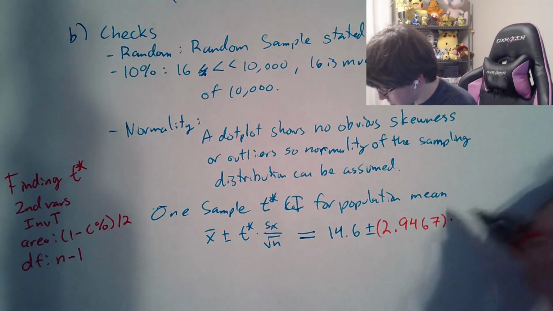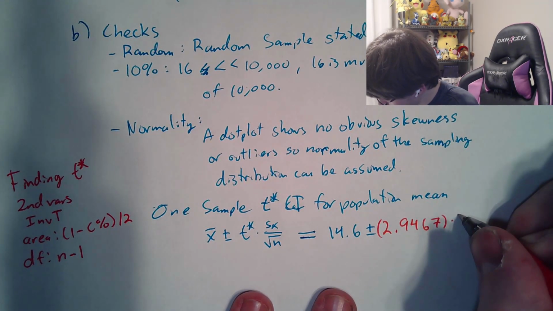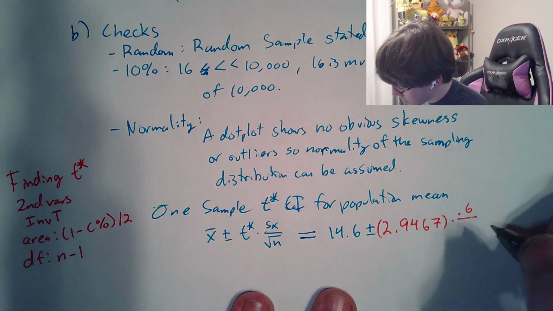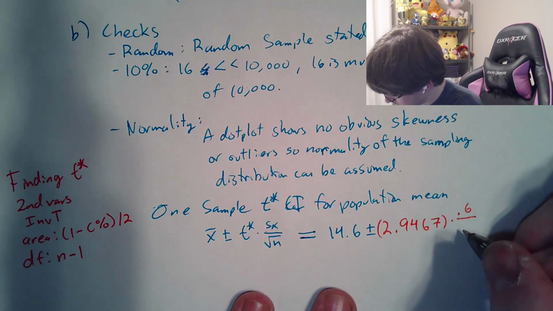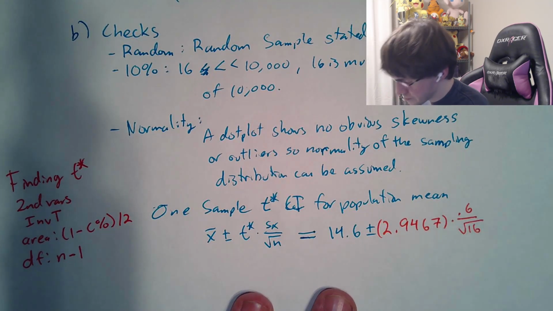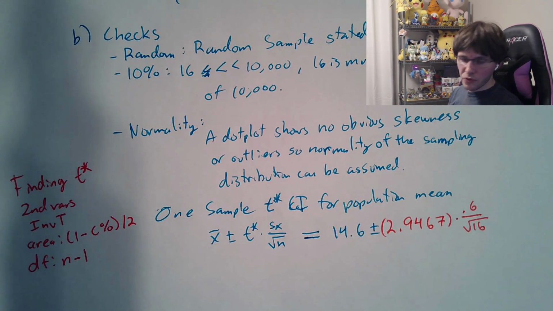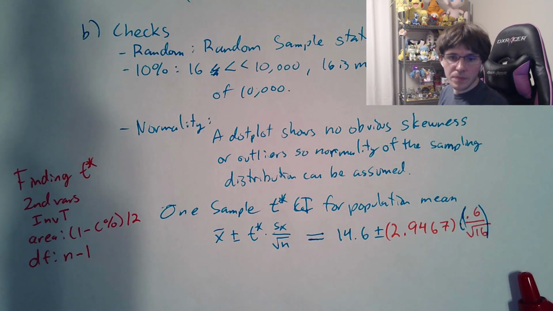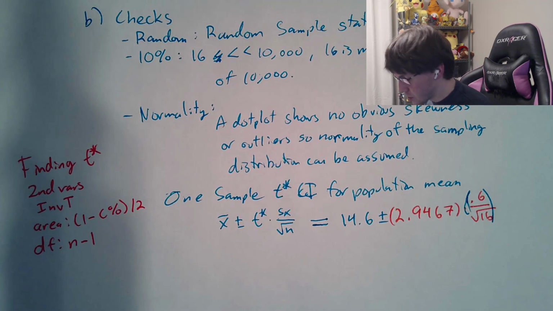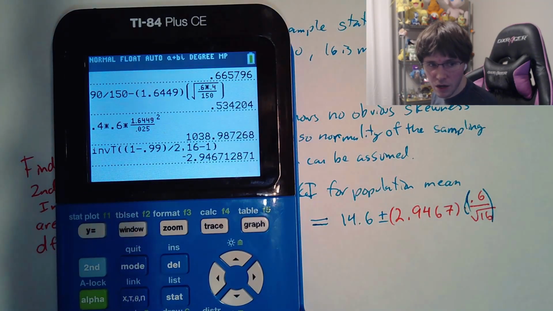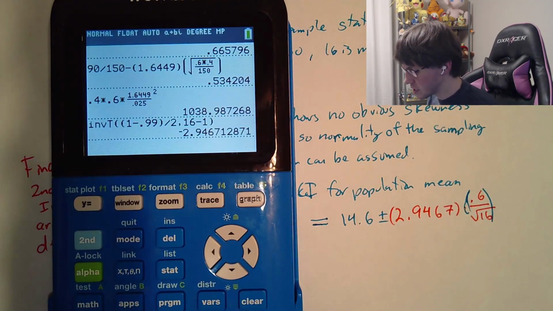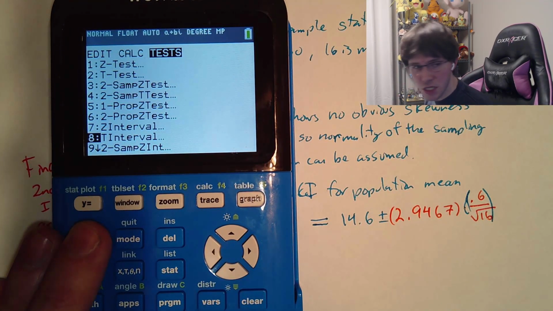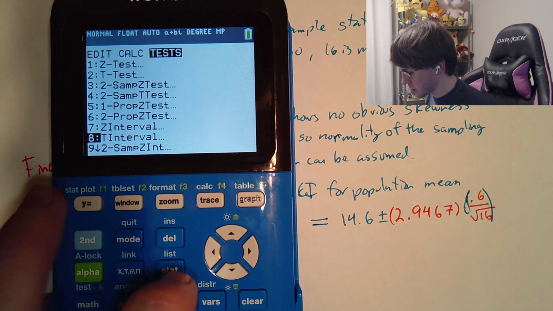There we have it. And then we're multiplying by our standard deviation, which we were told in the question was 0.6, divided by the square root of 16. I don't know why I wrote that part in red. That part should have been in blue. Whatever. All right. Now, just like before, we're going to be hitting our buttons to figure out where the t interval is. So we're going to hit stat, tests. Now we're going to the t interval, which is number 8. Should write that down too.